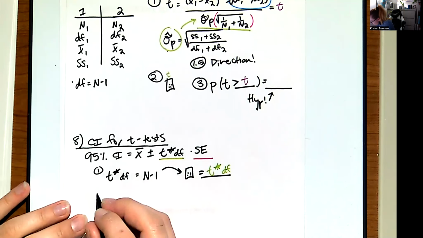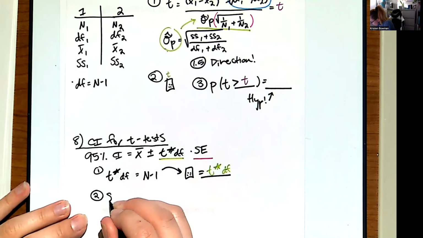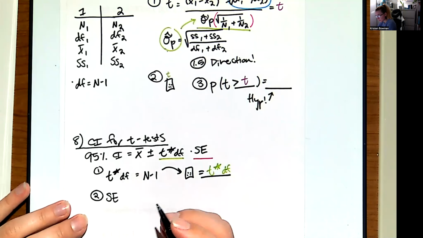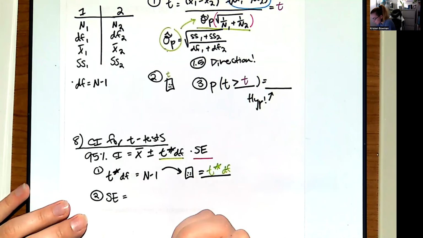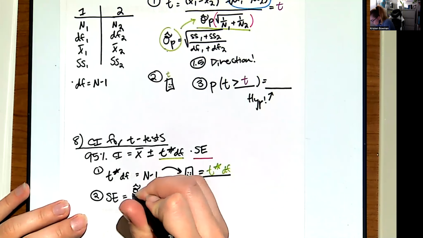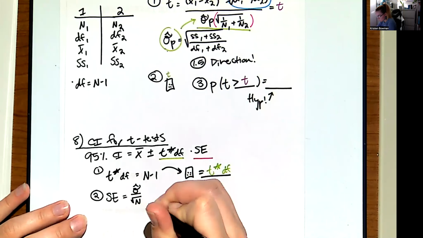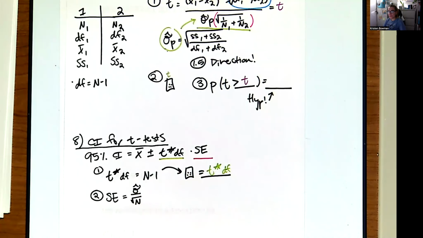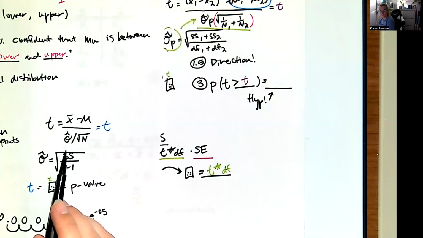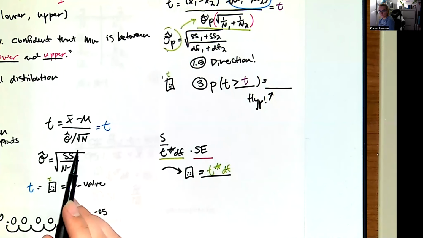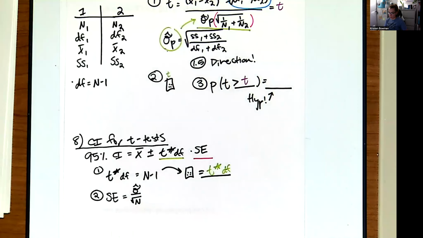Alrighty, now we're going to talk about the second step, which is the standard error. Standard error is kind of fun because, if you'll notice, it is sigma hat over the square root of n. Doesn't that look familiar? That should look familiar because sigma hat over the square root of n was in the t equation. You've already solved for this before, so naturally here we are again.